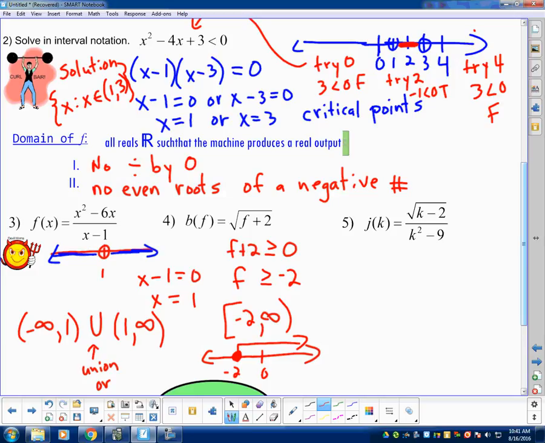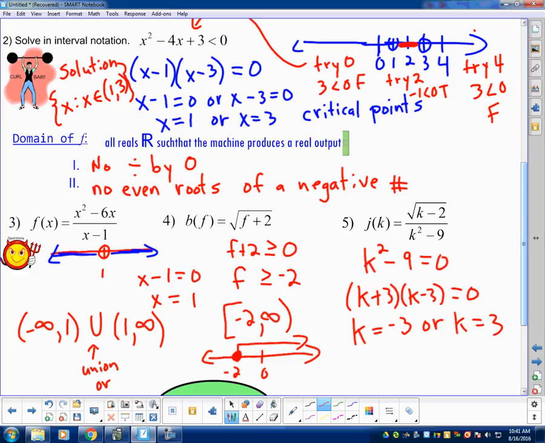All right, number 5. We know, this fits with the restriction number 1, that the bottom cannot be 0, so we set k squared minus 9 equal to 0. If I factor, I get k plus 3, k minus 3 equals 0. We know by the zero product property, k equals negative 3 or k equals 3. And so this one, using interval notation, would be, oh, there's one more thing here.